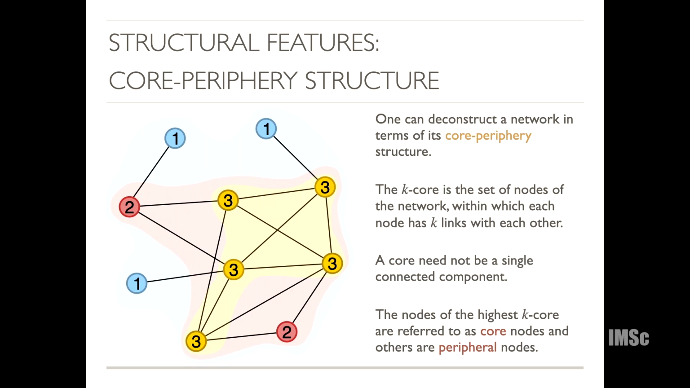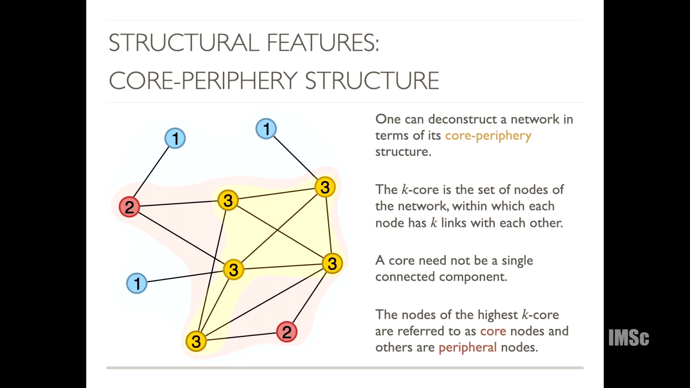one way that one can deconstruct a network is in terms of what's called the core periphery structure, right? So the idea is that networks typically might have certain subgraphs, certain components within which nodes are very highly connected, right? Okay, so let me explain. I think it will become clear if I explain this. A k-core is the set of nodes of a network within which each node should have at least k links with each other.